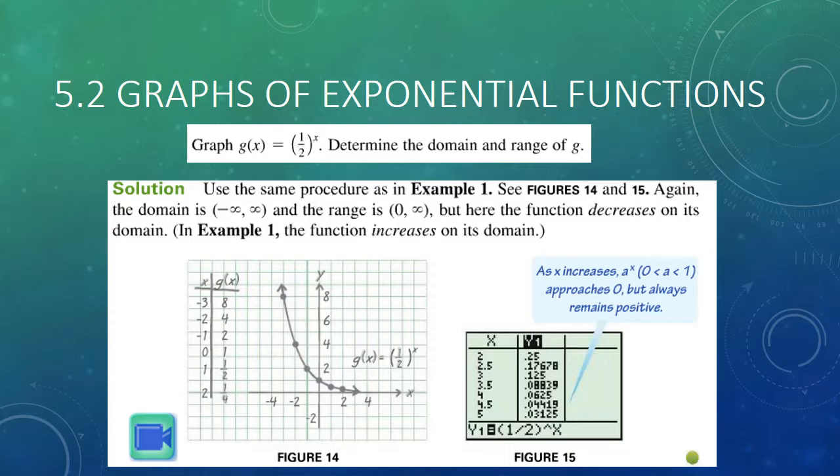Notice that it's curving in a different direction. Before it was curving up from left to right. Now we're going down, we're decreasing. And you see the table there. As our power increases, we're getting closer and closer to 0. Now again, we're never going to reach 0. You can't raise 1/2 to a power and get 0. You can get very close, but you will never get 0. So our range is going to be from 0 to infinity, just like before, and our domain is going to be negative infinity to infinity, just like before.